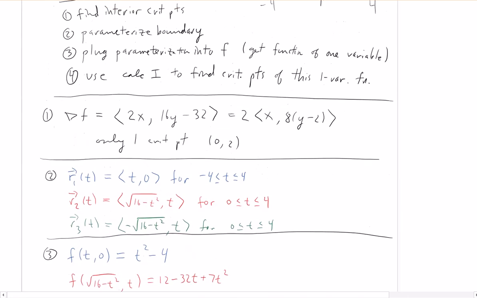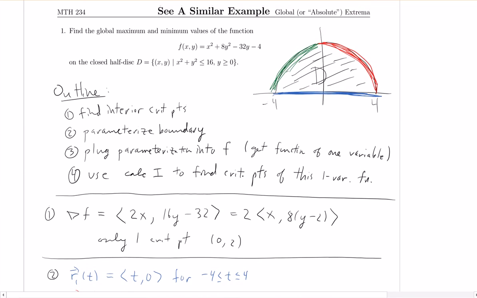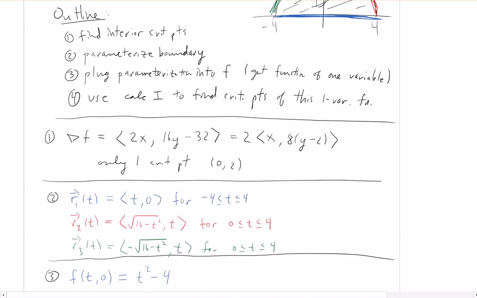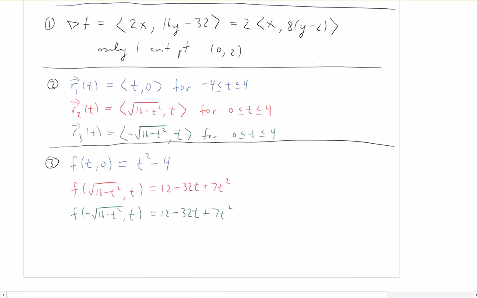The reason is that in the original function, the only time that x appears is here in this term with x squared. So if the only difference is that the x-coordinate is negative, squaring it isn't going to make a difference.